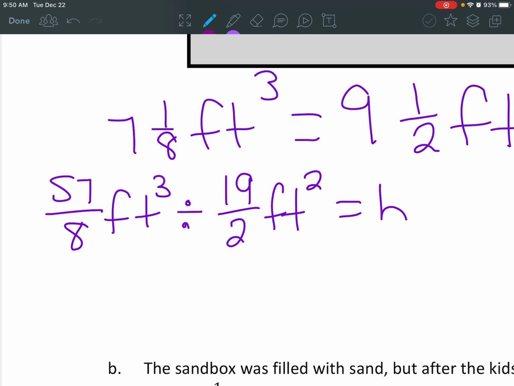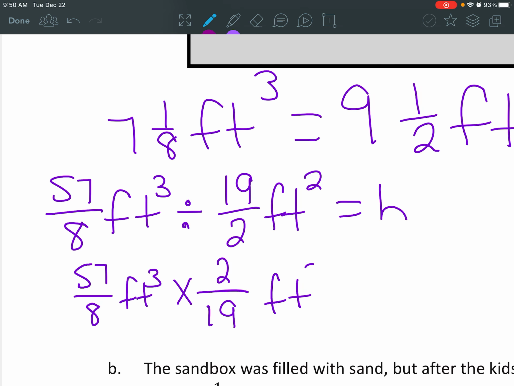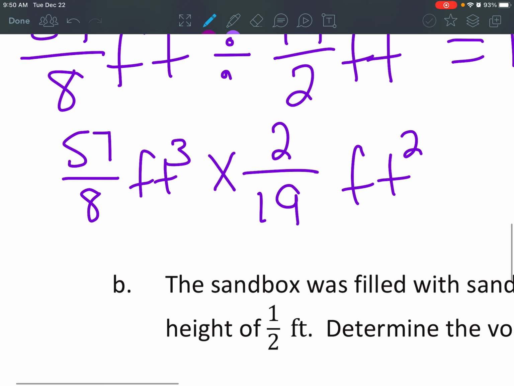So to do fraction division, remember we keep the first one the same, and then we turn it into multiplication and we flip the second one. So it'd be 2/19 feet squared now. Okay, so let's see if we can cross cancel. Can 8 and 2 simplify? Yep. We can divide them both by 2, so 2 would become 1 and 8 would become 4.